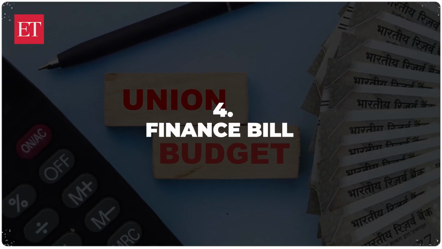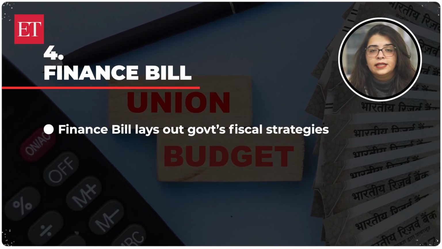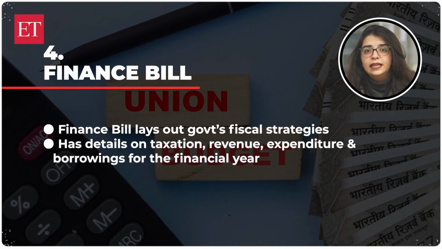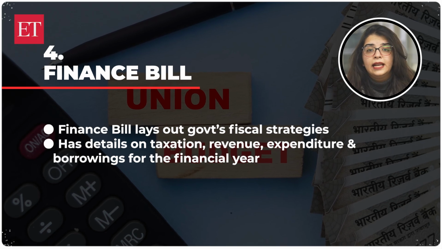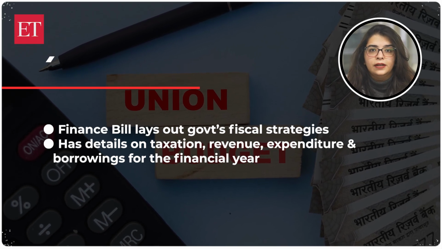On number 4, we have finance bill. While the appropriation bill gives power to the government to withdraw money from the Consolidated Fund of India, it is the finance bill that gives power to the government to collect taxes from people. The bill basically contains government's financial plans like taxation, revenue, expenditure and borrowing for a particular financial year. Proposals about modifications to the tax slabs, tax rates and exemptions are also made in the finance bill.